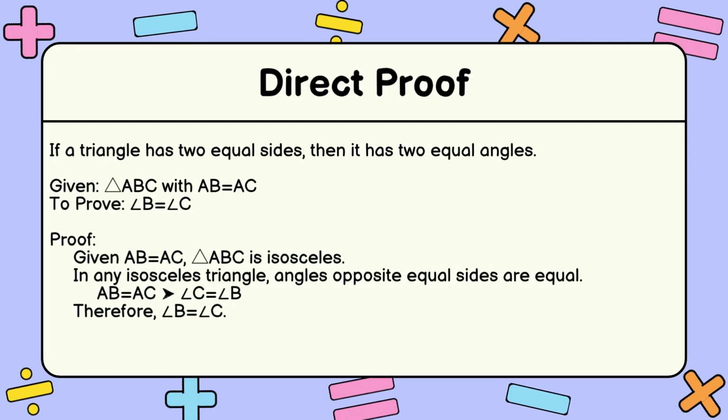For our first example, let's use direct proof. The statement reads, if a triangle has two equal sides, then it has two equal angles. We are given triangle ABC with the measures of segment AB and AC being equal. We are to prove that the measures of angle B and angle C are also equal. Given that the segments AB and AC are equal in measurements, the triangle ABC is isosceles. And we know that in all isosceles triangles, the angles opposite the equal sides are also equal. Hence, since segments AB and AC are equal, angles B and C must also be equal.